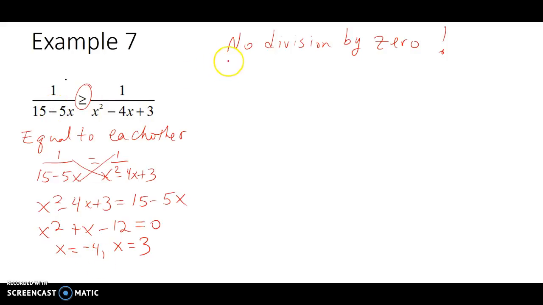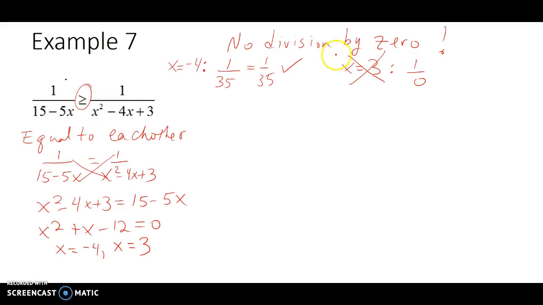So we'd end up with 1 over 35 equals 1 over 35. So here we're checking -4. It works. It doesn't give us division by 0, and it makes the equation true. If we check x equals 3, we see that in that first ratio, we'd get division by 0. So x equals 3 has to be excluded because it would produce division by 0.